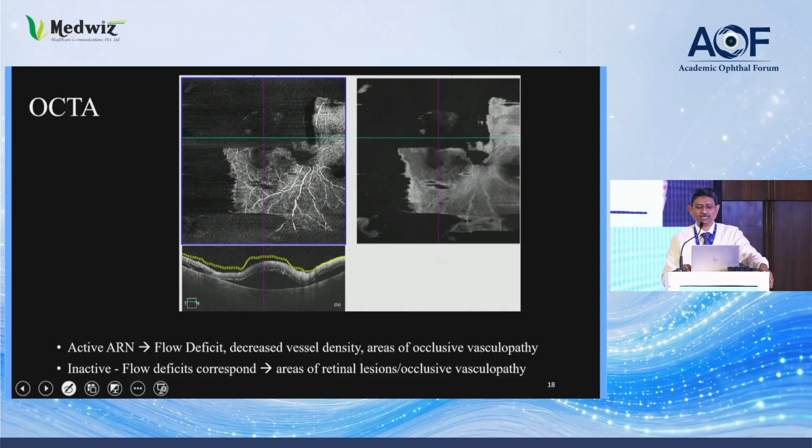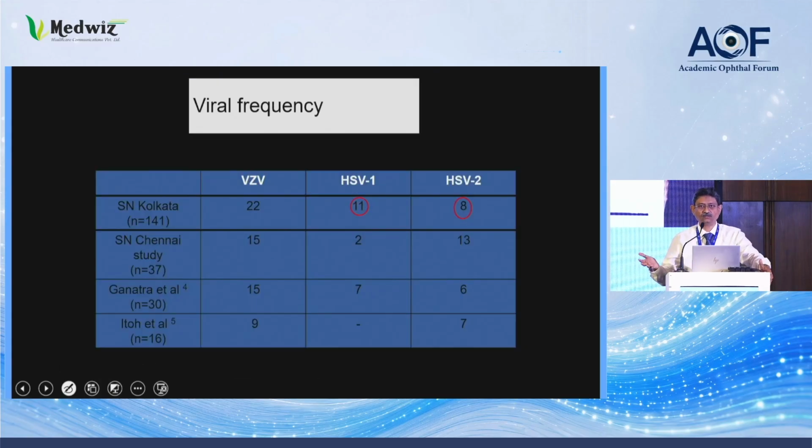OCTA does not have that much of a role, only for documentation of how much necrosis and arteriolitis has occurred, and the visual prognosis. But for viral frequency, by doing RT-PCR, VZV is the most common organism, followed by HSV 1 and 2. So this is how the different studies have given us the data.